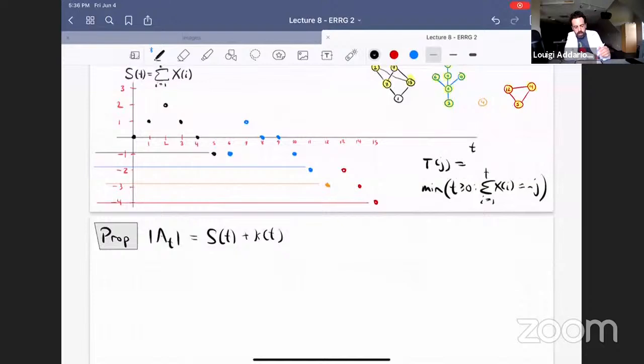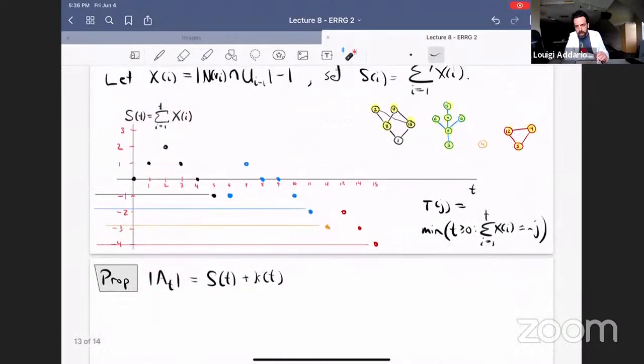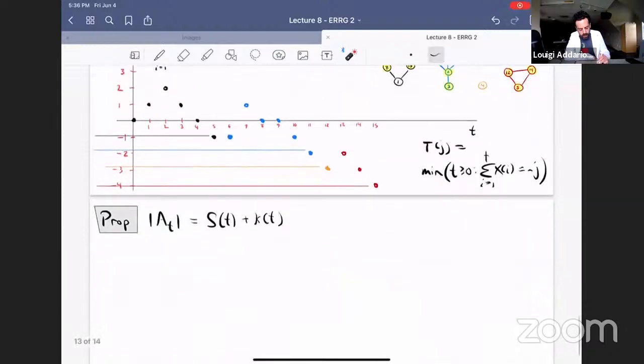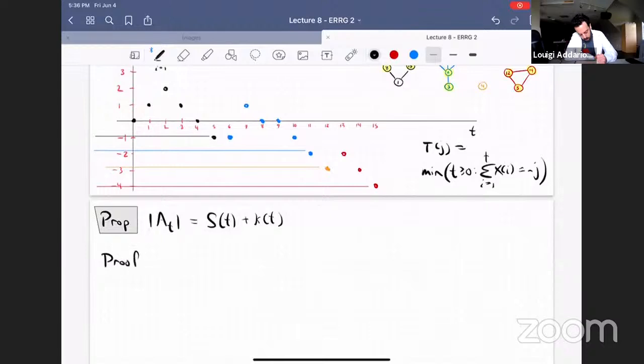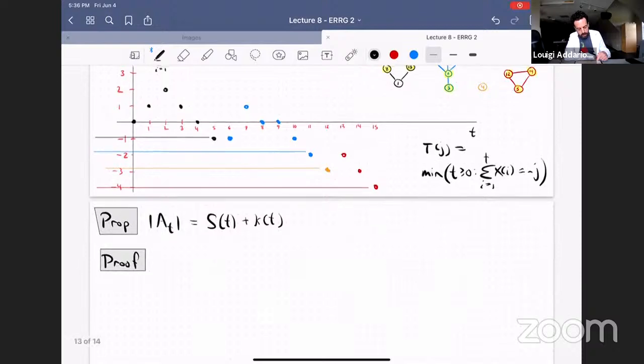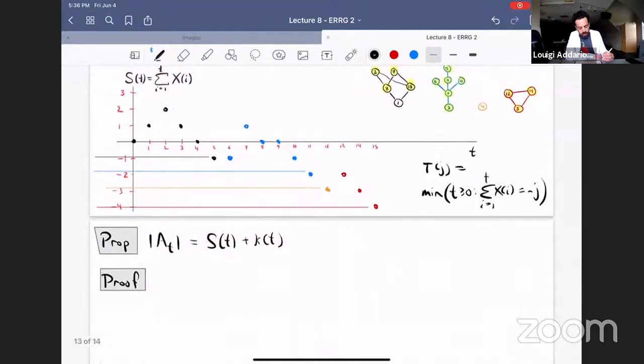In particular, you can deduce from this that the number of active vertices at any given time is St plus kappa t. Maybe I'll just quickly verify this. It takes maybe 150 seconds or something, so I think it's worth making it clear by quickly checking. There's just two cases to check. It's true at time 0.